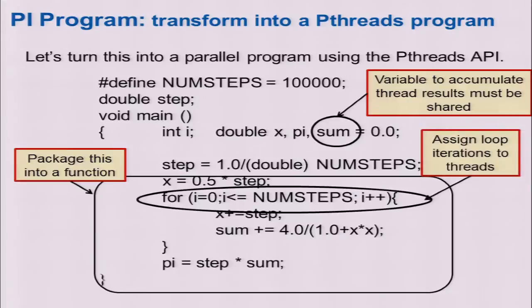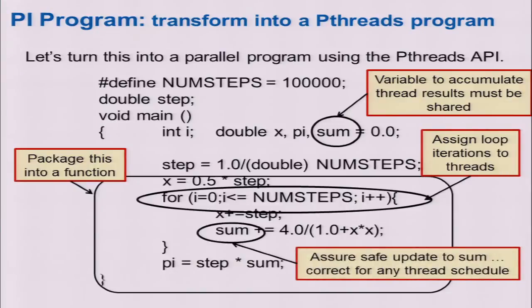All right? And I need to assign loop iterations to threads. So I have to come up with some trick for doing that. I'll show you how I do that in a second. And I need to somehow make sure that the different threads accumulating into this variable sum don't step on each other. I don't want a race condition. Race condition: every time you run the program, you get a different answer. And that's bad. So how am I going to do that?